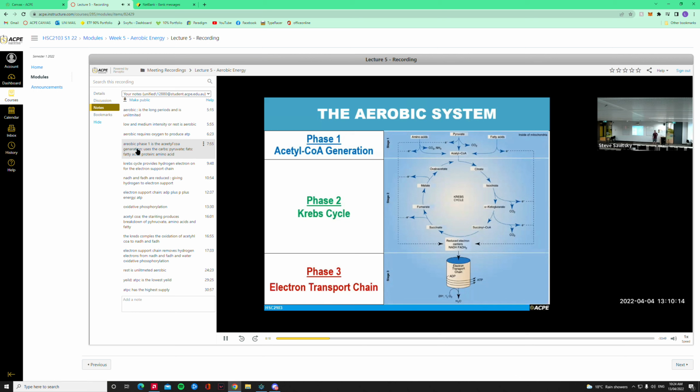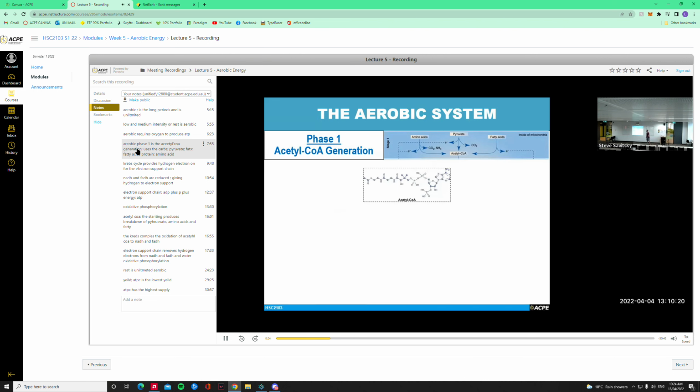There are 3 phases to the aerobic energy system. The first phase is our acetyl-CoA generation. What you're looking at on the screen, that's acetyl-CoA. It's a component in the body that we use to start off the aerobic energy system. Now, the thing about acetyl-CoA is it's our starting product in the system, and conveniently, we can produce it from our 3 macronutrients.